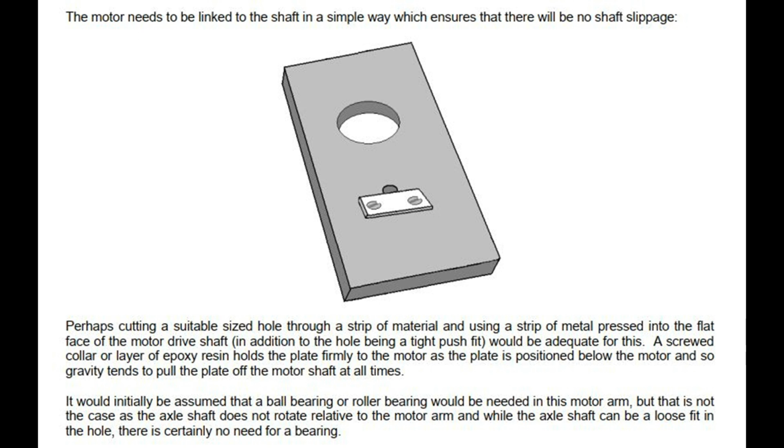A screwed collar or layer of epoxy resin holds the plate firmly to the motor as the plate is positioned below the motor, and so gravity tends to pull the plate off the motor shaft at all times. It would initially be assumed that a ball bearing or roller bearing would be needed in this motor arm, but that is not the case, as the axle shaft does not rotate relative to the motor arm, and while the axle shaft can be a loose fit in the hole, there is certainly no need for a bearing.